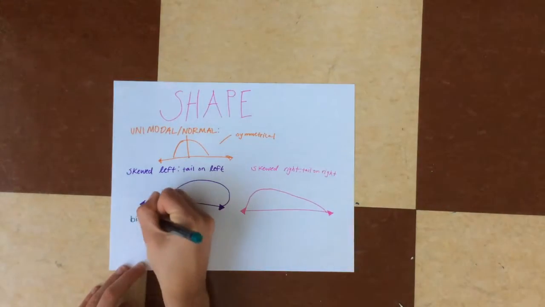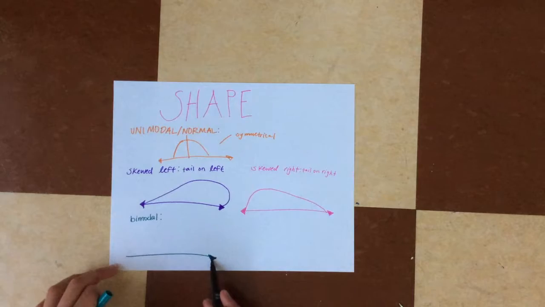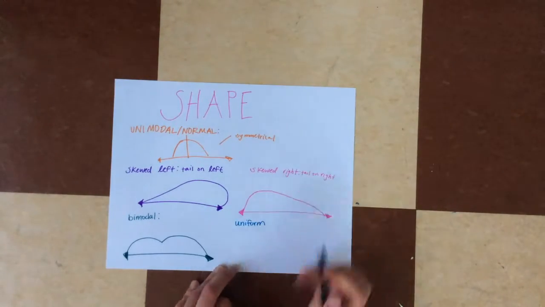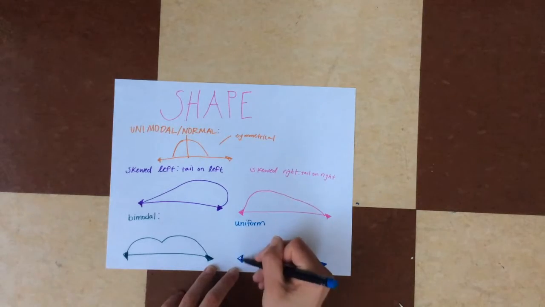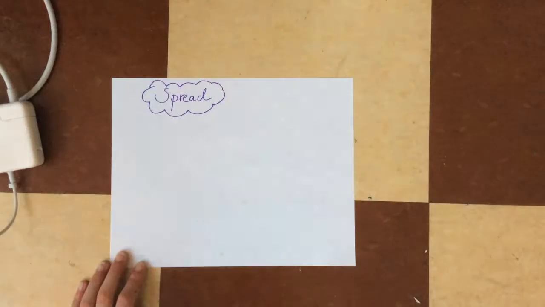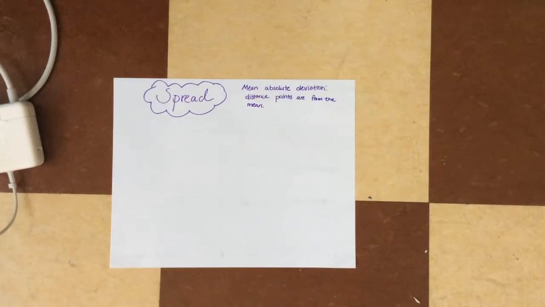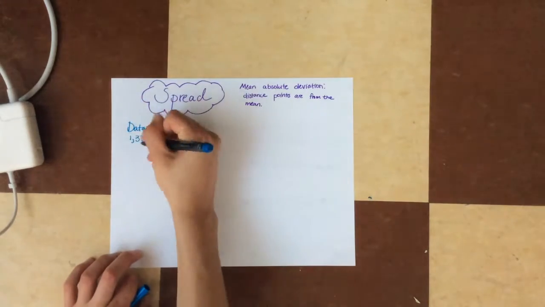The next shape is bimodal. This data has 2 humps on it. The final shape is uniform, which has straight line data that looks like this. Next, we'll be talking about spread. One of the ways to find spread is to find the standard deviation. The spread calculates how far each point is away from the mean.